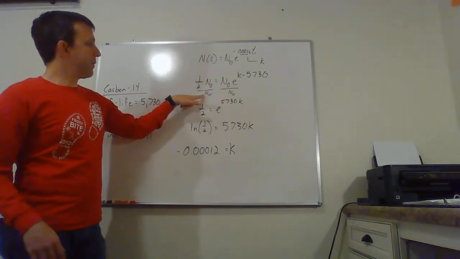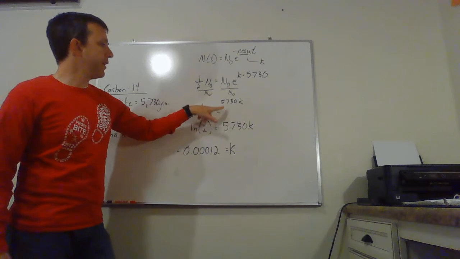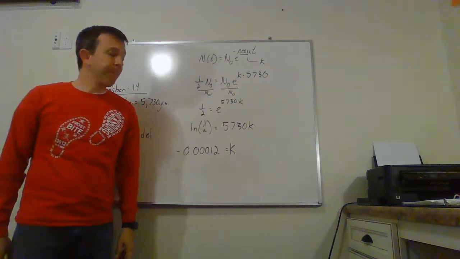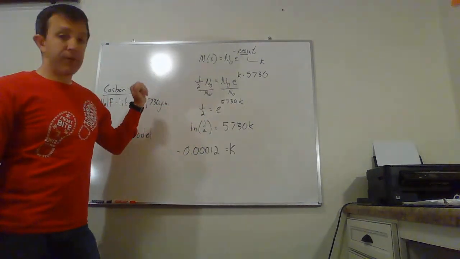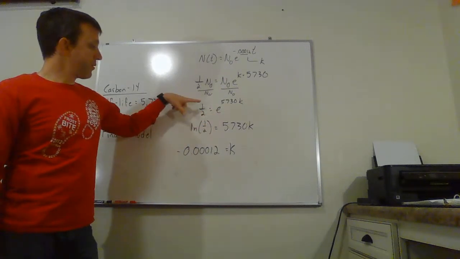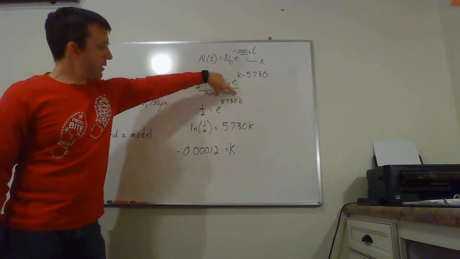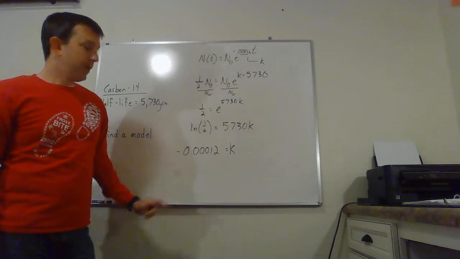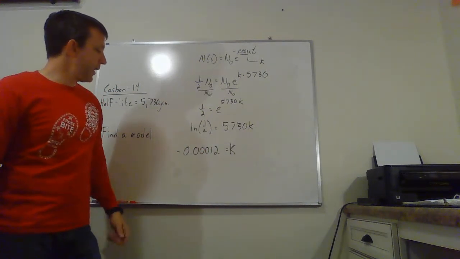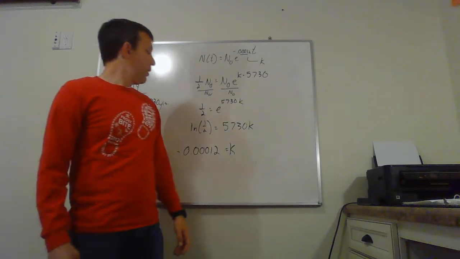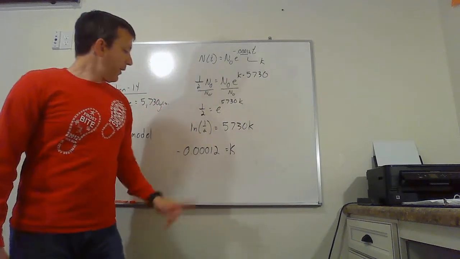So I divide both sides by N sub 0. That gets me to 1/2 equals e to the 5,730k. I switch it to logarithmic form, so I'm going to use natural log. The natural log of a half is equal to my exponent. Then I divide, and when I divide, I get negative 0.00012. And that's my k value.